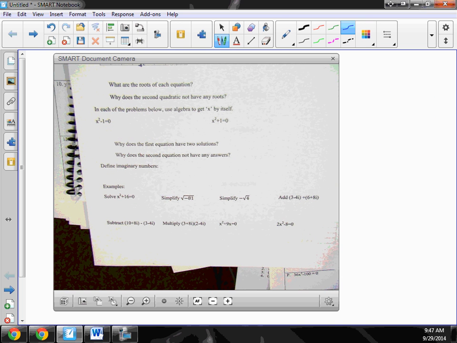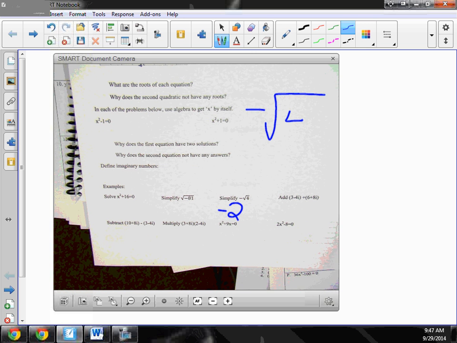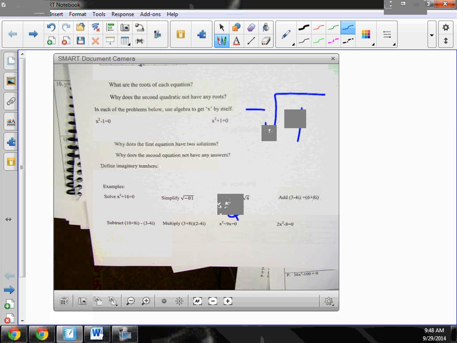So the next one, simplify negative root 4. Do I need an i? Is there a negative inside the square root? Nope. So I don't need an i. So it's just negative 2. So it's asking, what is the opposite of the square root of 4? Well, the square root of 4 is 2, and the opposite of 2 would be negative 2.